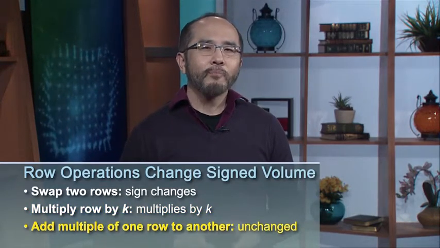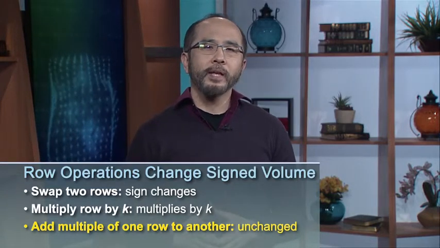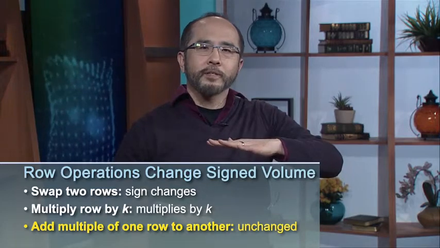Third, if you add a multiple of one row to another row, then the associated parallelepiped changes by a shear motion. But you may remember from geometry that if you take a parallelogram, a parallelepiped, and apply a shear motion, the shear does not change the volume nor the orientation, so the signed volume stays the same. If you recall, we noticed the same changes were true of the determinant when we did the row operations, so the determinant is the same as the signed volume function.